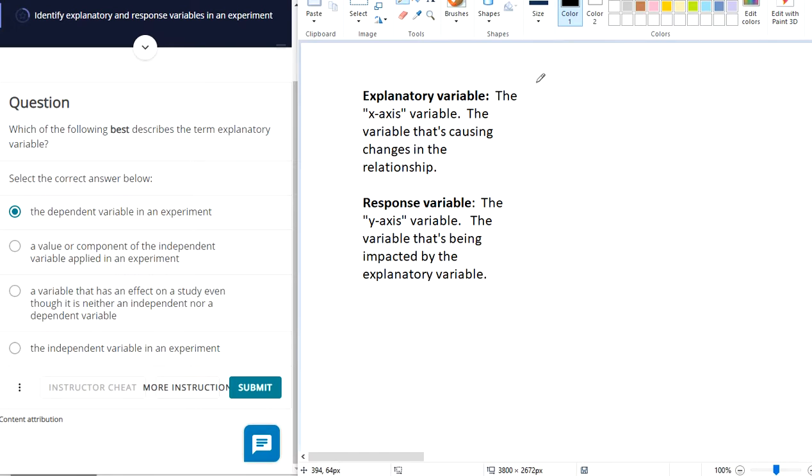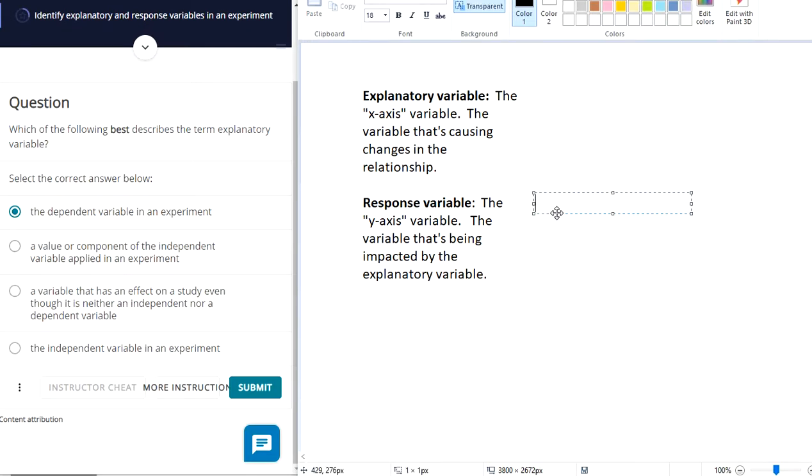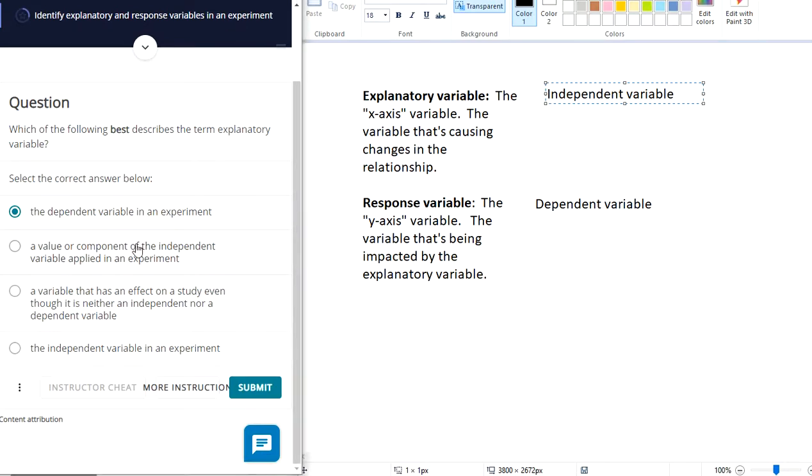So which of the following best describes the term explanatory variable? The dependent variable in an experiment, a value or component of. So I guess this hasn't been said yet. The response variable is also called the dependent variable. An explanatory variable is often called the independent variable, because the explanatory variable is the thing that's explaining the relationship. It's independent of the response variable. It doesn't care what the response variable is doing. Like the example, temperature and the number of chirps. Temperature is not going to be impacted by the number of chirps of grasshoppers, right? So it's independent. The chirps per minute is probably dependent on the temperature. So we're asked for the explanatory variable. That's not the dependent variable, that's the independent variable.